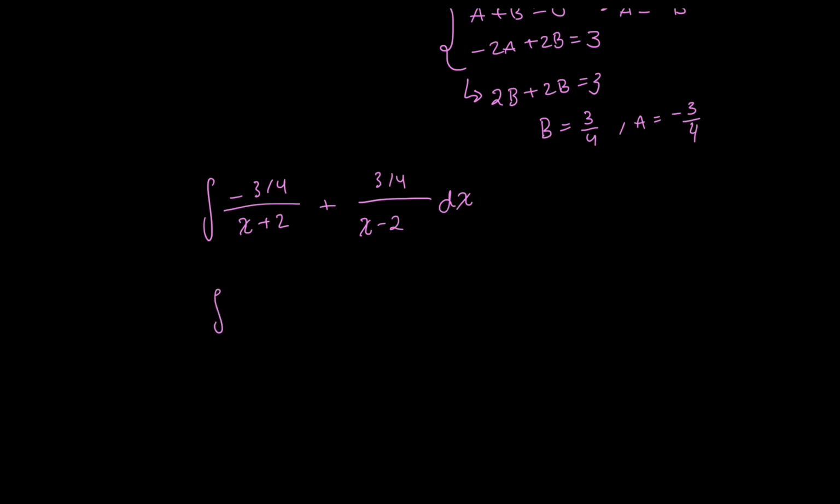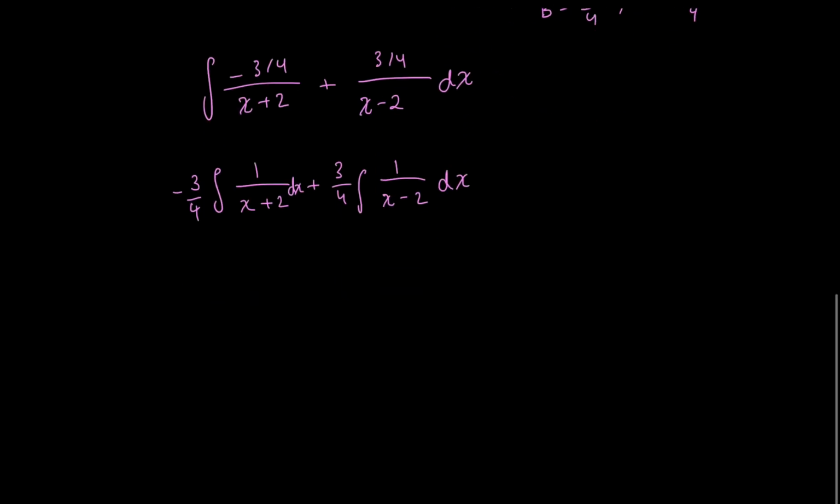And at the same time, I'm going to factor out my constants, so that 3 over 4 and minus 3 over 4 are out of the integral. So my first integral would be minus 3 over 4 times the integral of 1 over x plus 2 dx, plus 3 over 4 times the integral of 1 over x minus 2 dx. And now this just boils down to a very simple u substitution problem.